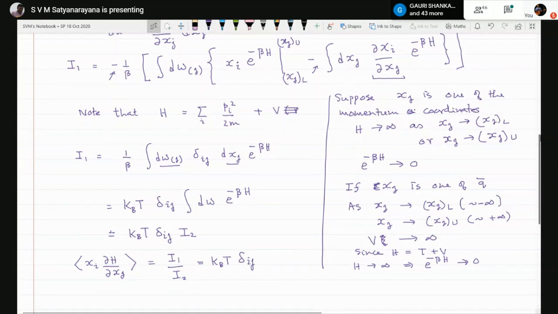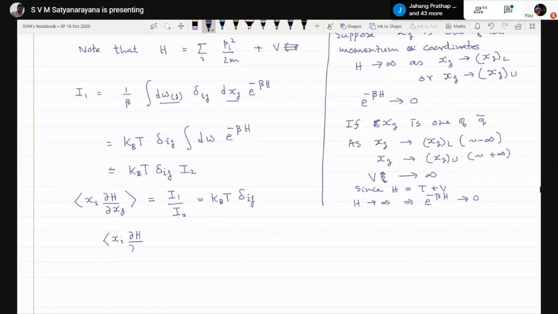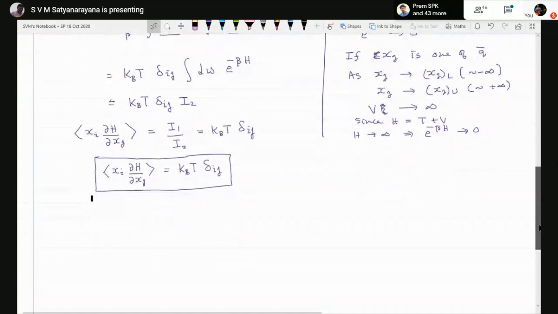So our result is simple. If we have xi into dou h by dou xj, the ensemble average of this quantity is kBT delta ij. That means whenever xi and xj are the same, the ensemble average is kBT; otherwise, the ensemble average is 0. So this is a very general result, and we'll see what is the meaning of this result.